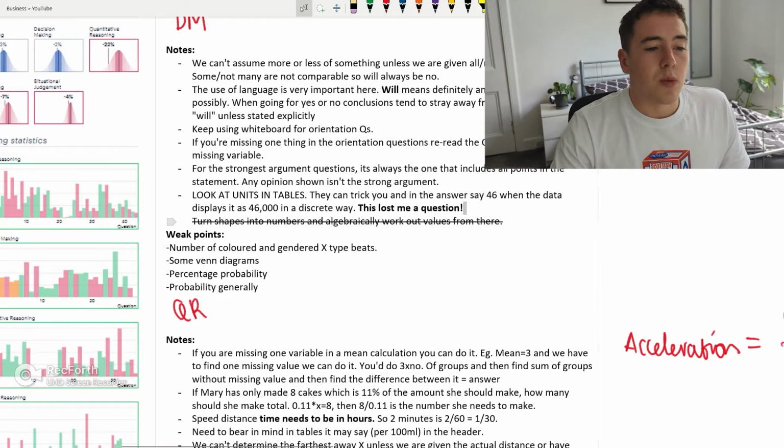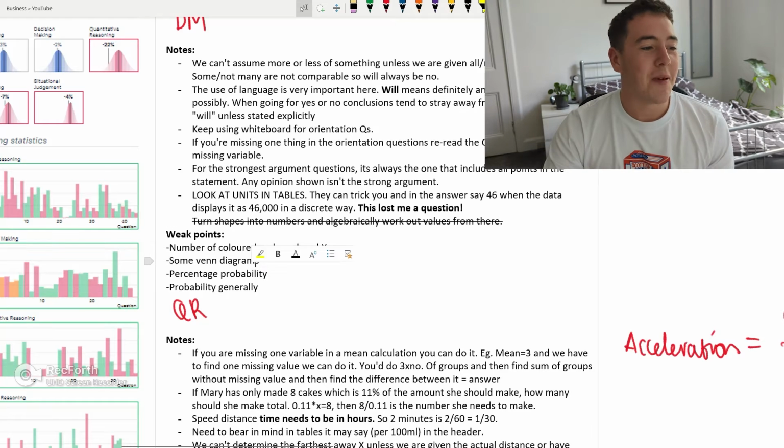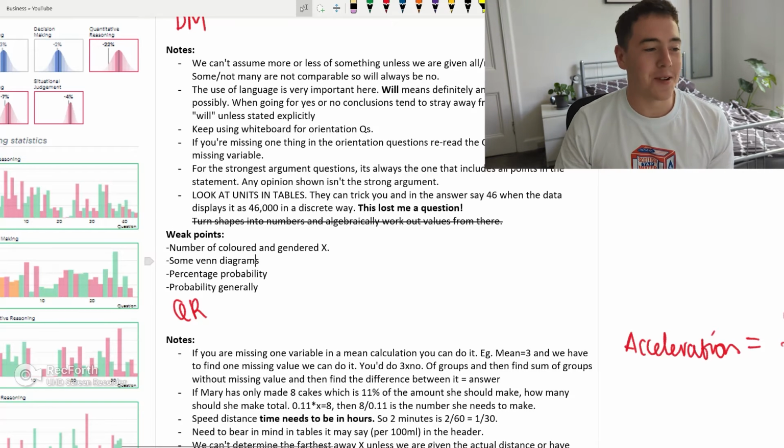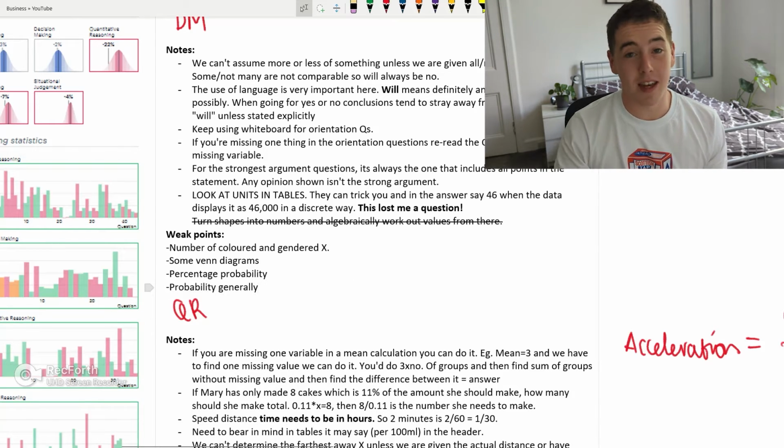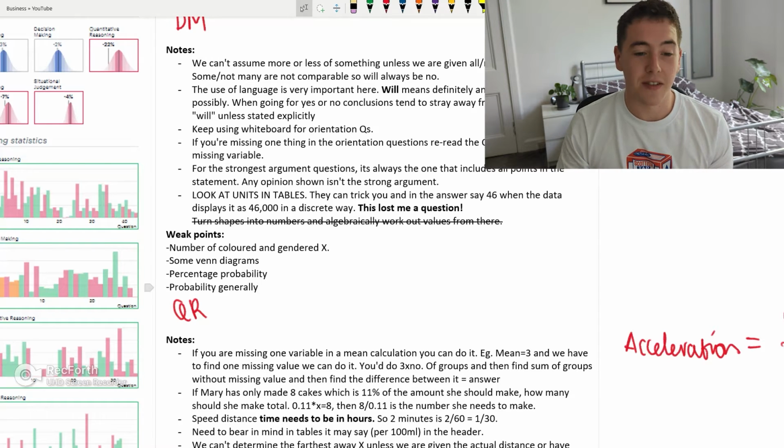And then I've scored this one out as I didn't think it was that relevant. Weak points: some Venn diagrams I said I found weak, and some percentage probability and probability generally, that didn't change. I constantly found these things difficult as I just chose not to pick up on them.